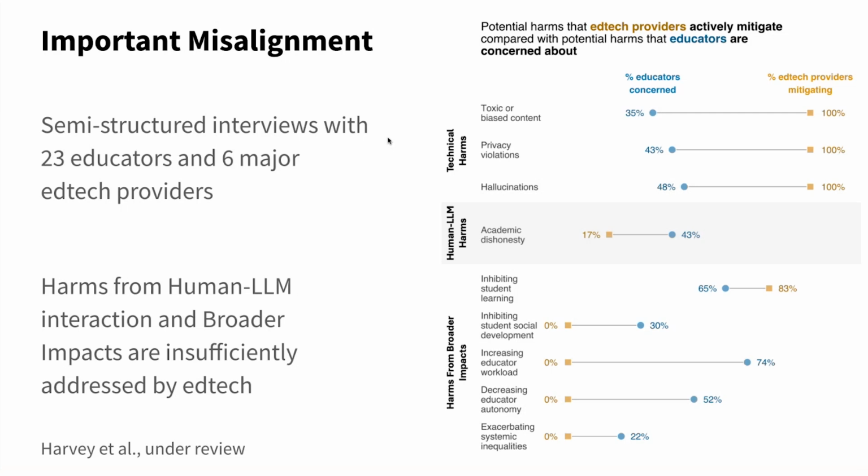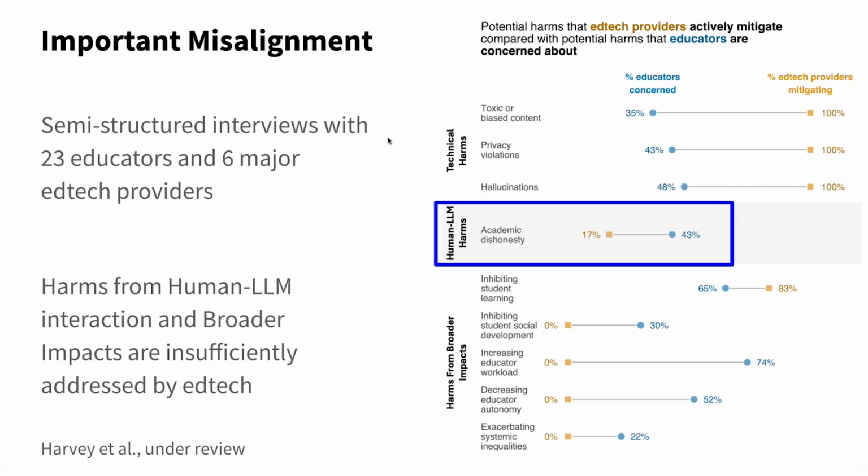You see at the top here, technical harms. That is what providers are really focused on, right? The kinds of things I just talked about. Those are the things that providers are worried about. But when you ask the educators, they are much more worried about issues of academic dishonesty, about broader impact harms around increased educator workload, inhibiting social development, exacerbating inequalities. And so it shows that there's an important need to listen to educators and make sure that we address the concerns that they have, not the maybe more abstract concerns around bias in an expert embedding of the text that is provided, right? Albeit important.